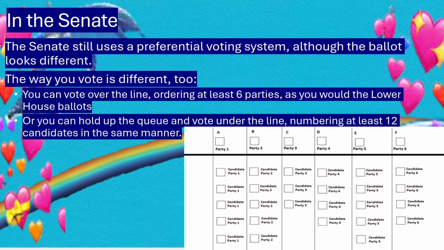Now, if you're voting under the line and you want to hold up the whole line and make everyone hate you and immediately give up your right to own a car, have a driver's license, have respect from everybody else, etc., etc., you can vote under the line, at which point you would have to number at least 12 candidates. So you have to do all your research and work out what candidate you want to vote for. Just vote for the party. Like, seriously, who is voting under the line? What nerd votes?